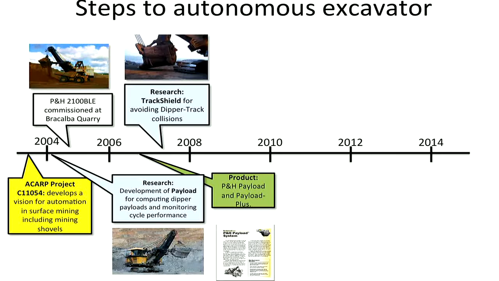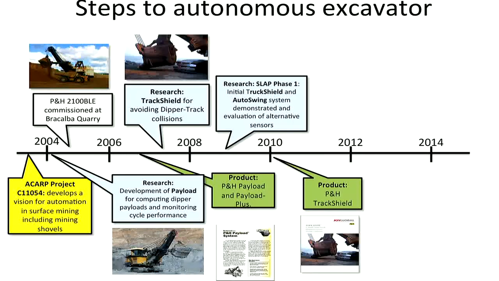And the first of those, beyond payload, was the idea of having a system that would stop the machine colliding with itself. And this was important because there's significant energy in those collisions, and every time the bucket slams into the tracks, damage is done that requires ultimately those tracks to be replaced, with the consequence of downtime and other costs. And that was commercialised in 2010. And off the back of this, ACARP, the people who had originally sponsored our vision, said, look, we'd like to support you to take this as far as you can take it.